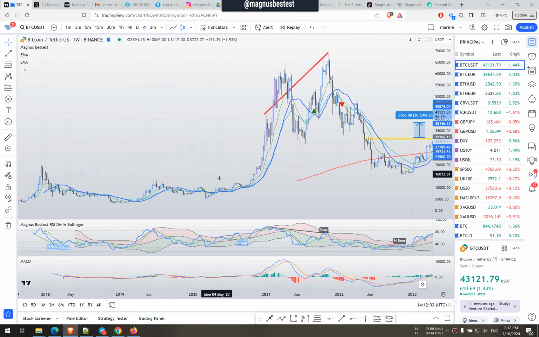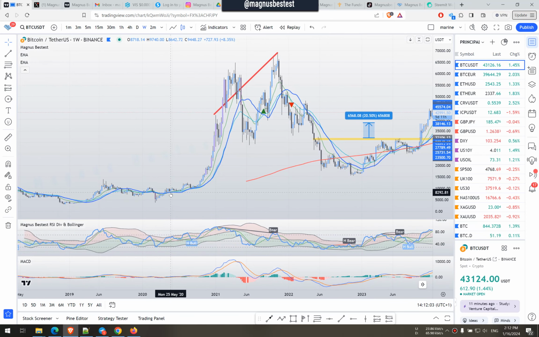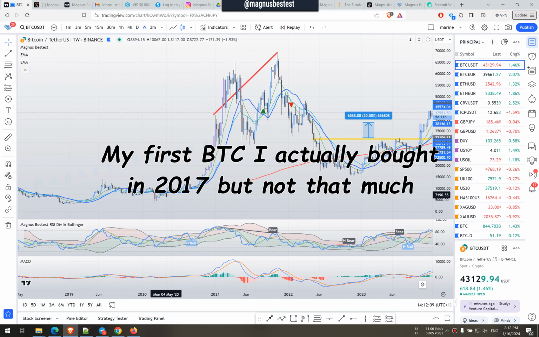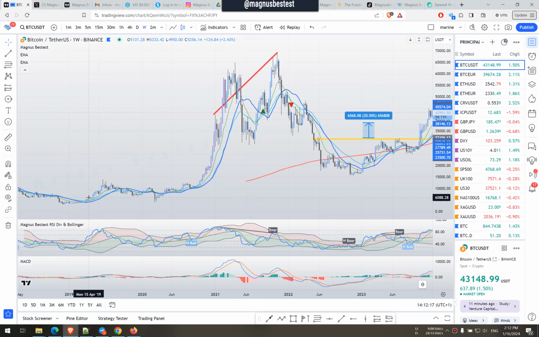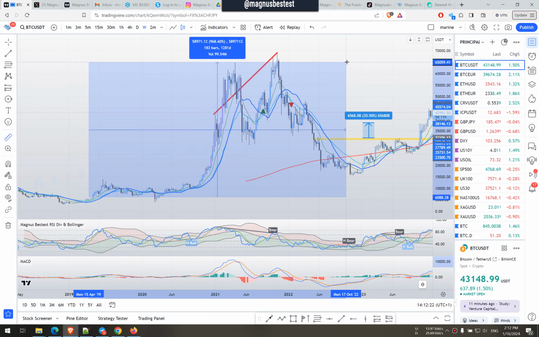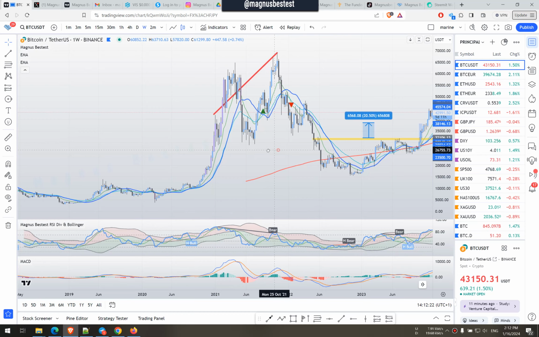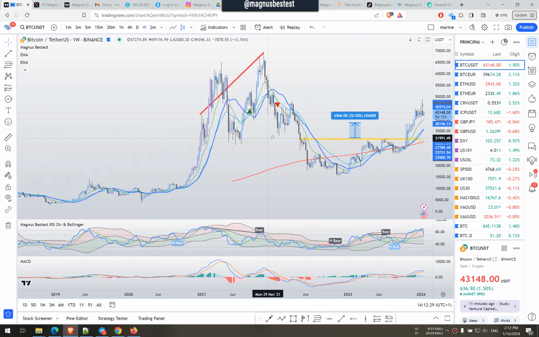I got in around, what was it? I was actually in a very good position. I bought my Bitcoins around 7,000, and it was in 2019. So I really got a very nice profit. So let's get back to the usage.